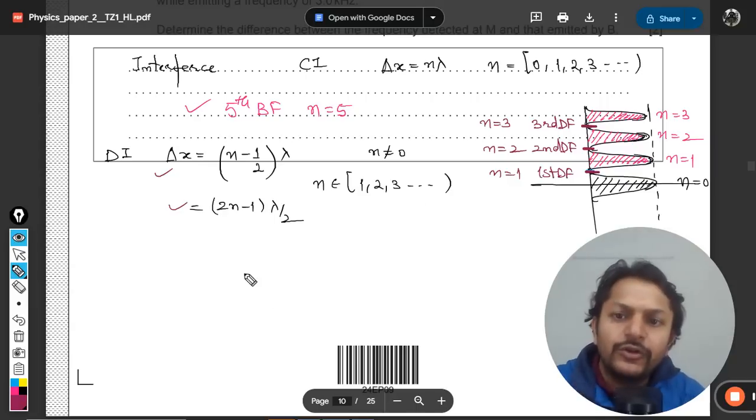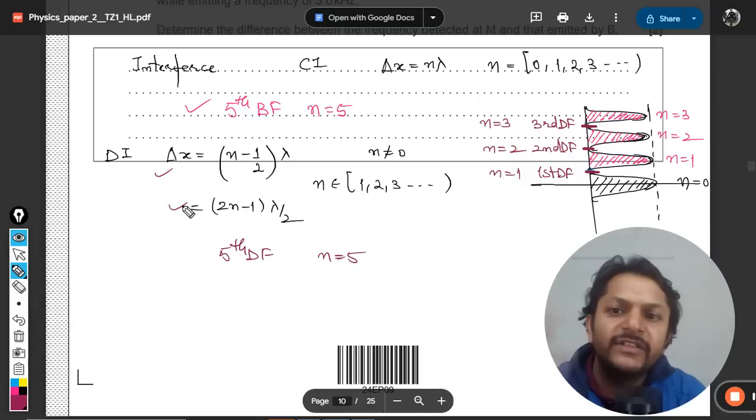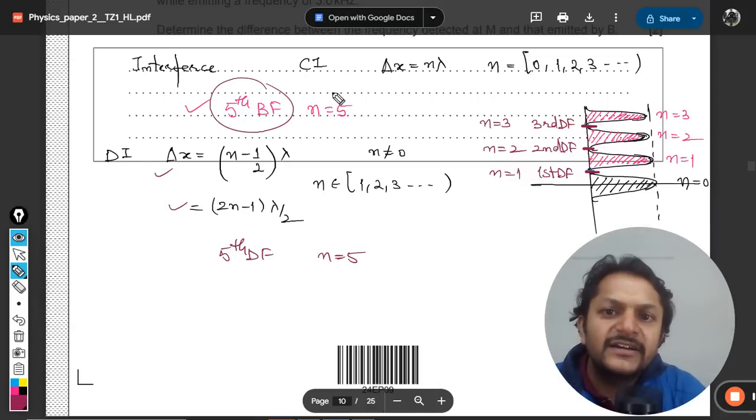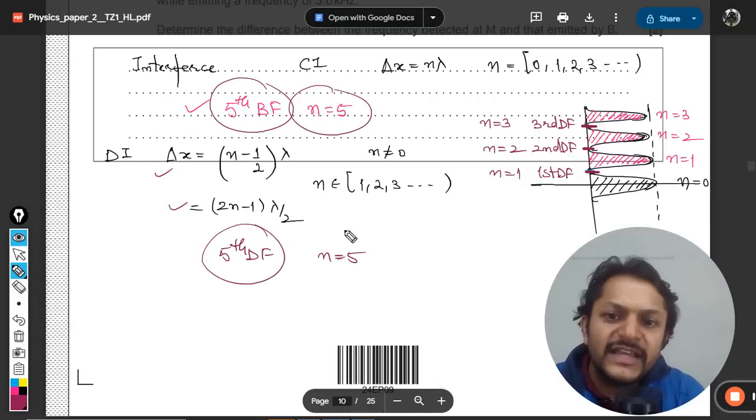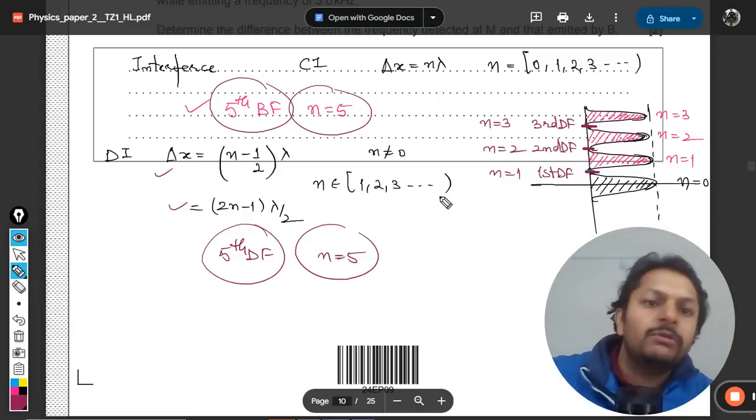You substitute the value. Now, if I talk about the fifth dark fringe, one thing is clear that you would be using n is equal to 5 in this formula, just like constructive interference. Same is the pattern with the destructive interference. And there is no problem about the n.